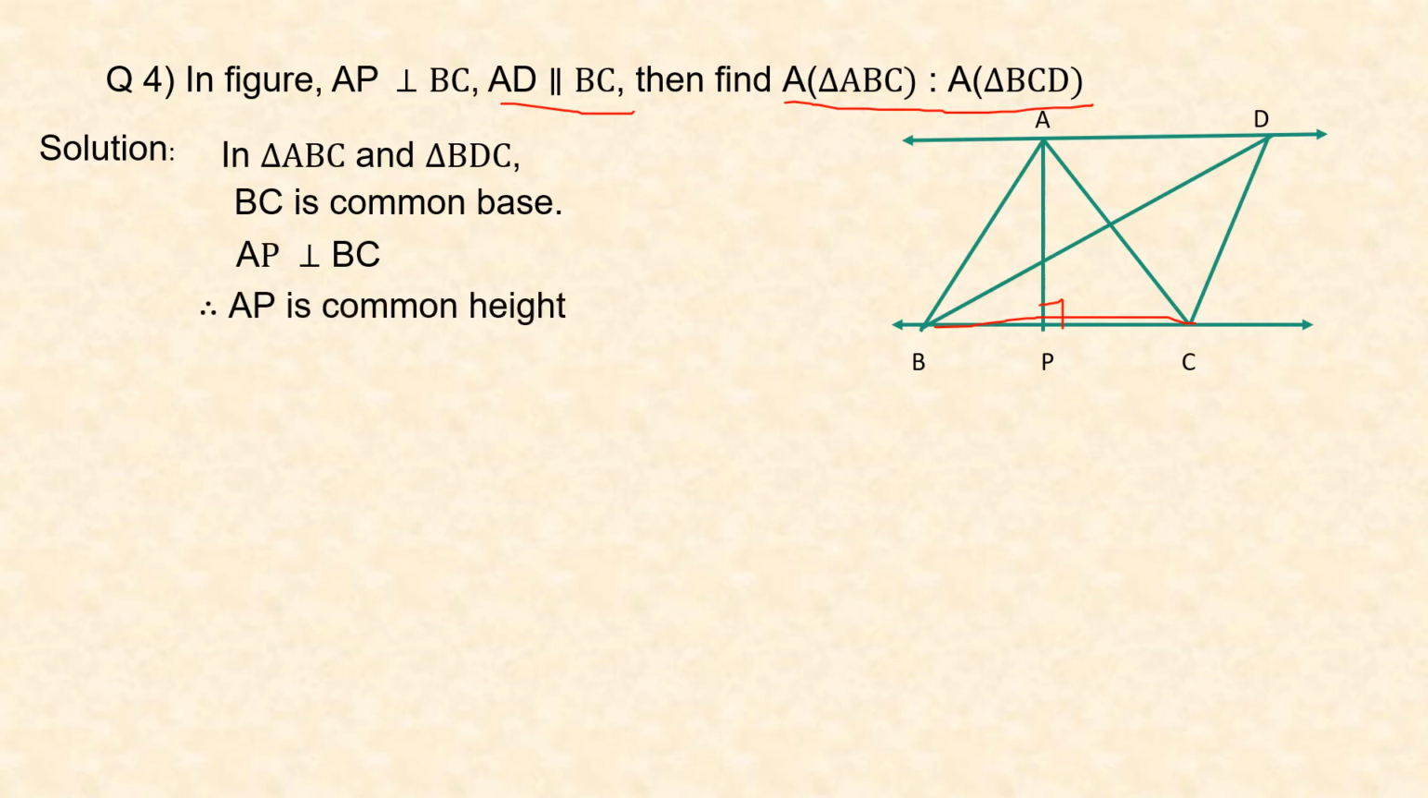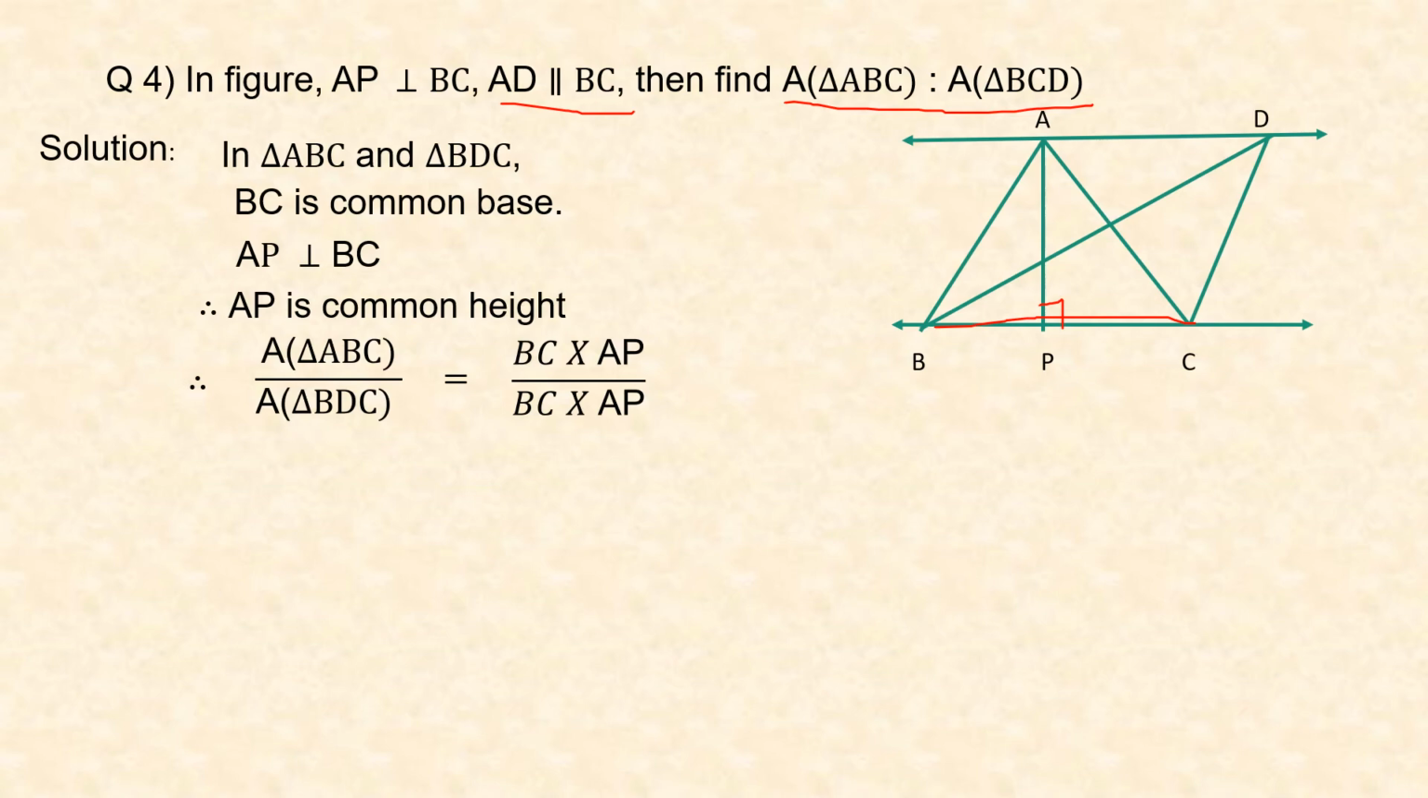Therefore, AP is common height. Therefore, area of triangle ABC is to area of triangle BCD is equal to BC into AP upon BC into AP. Therefore, numerator and denominator are equal. Therefore, answer is 1. Therefore, area of triangle ABC is to area of triangle BCD is equal to 1 is to 1.